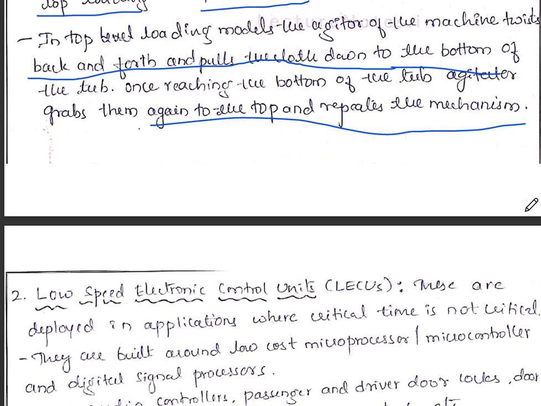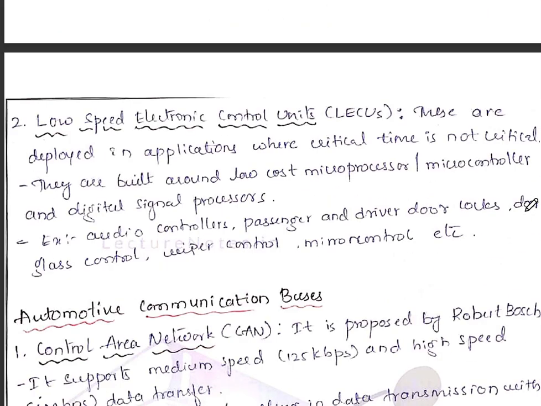Next is LECU, which means low speed electronic control unit. They are built around a low cost microprocessor or microcontroller, and examples would be audio controller, passenger and driver door locks, etc.